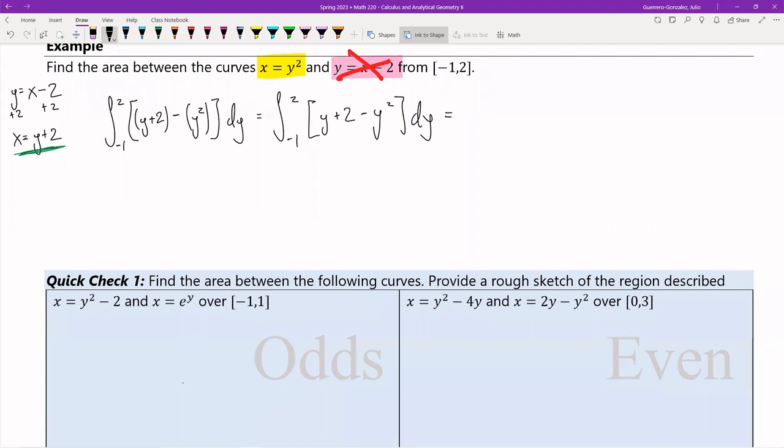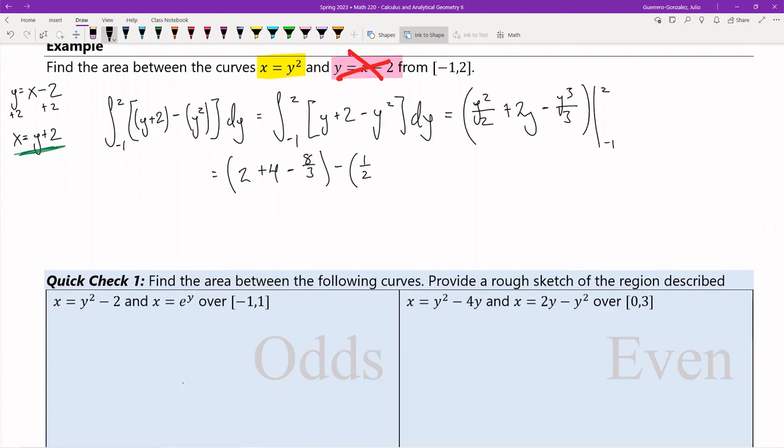And if you integrate this appropriately, you're going to get y squared over 2 plus 2y minus y cubed over 3 evaluated from -1 to 2. Okay. And if you go ahead and plug this in, I'm going to go ahead and evaluate here so you guys can follow along. 2 plus 4 minus 8/3 minus 1/2 minus 2 plus 1/3, right? And if you compute this all out appropriately, you should get 4.5.